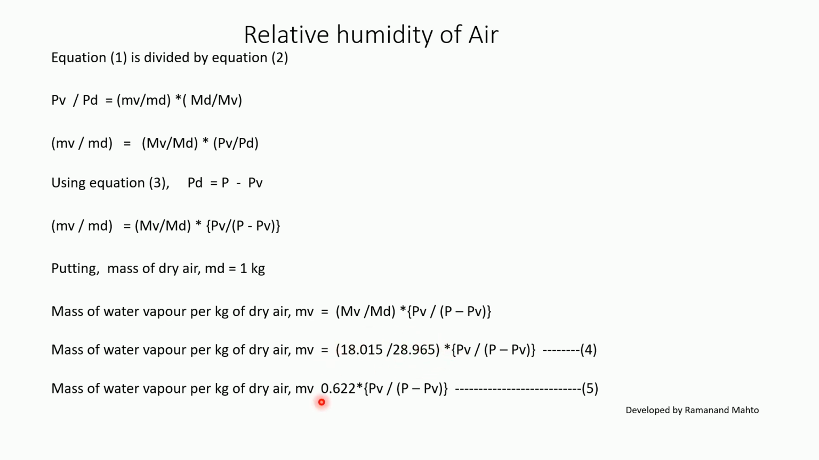division of this value, we can write now mass of water vapor per kg of dry air mv is equal to 0.622 into PV upon P minus PV. So equation 4 and 5 here should be equal. Equation 4 and 5 can be used for calculation of mass of water vapor per kg of dry air.